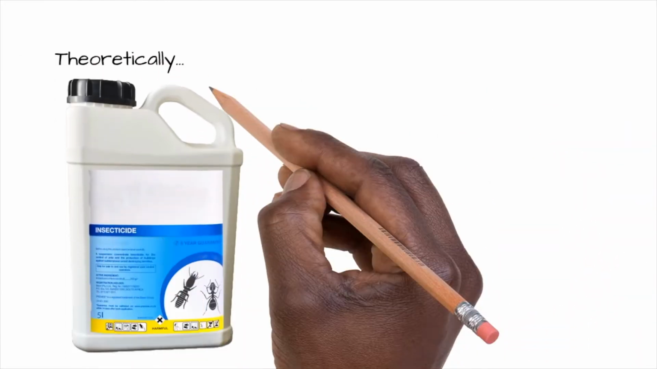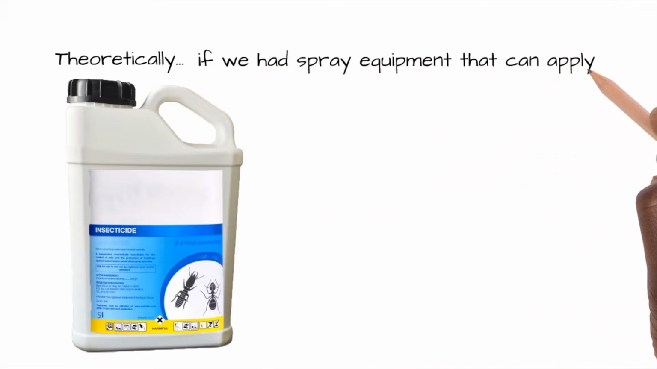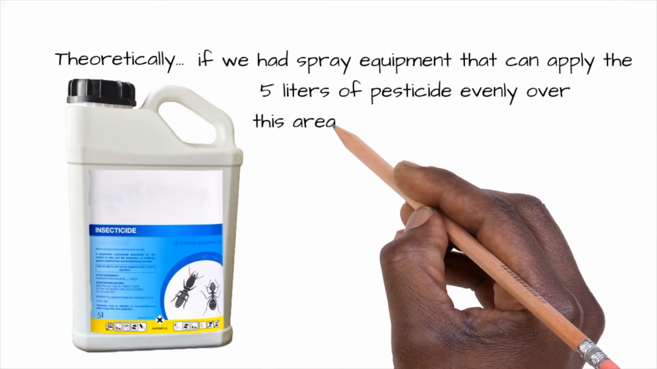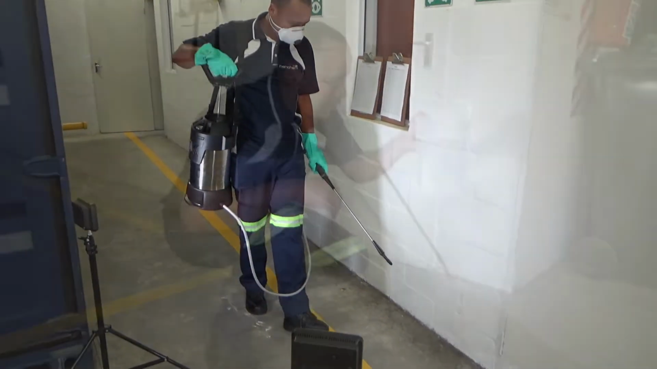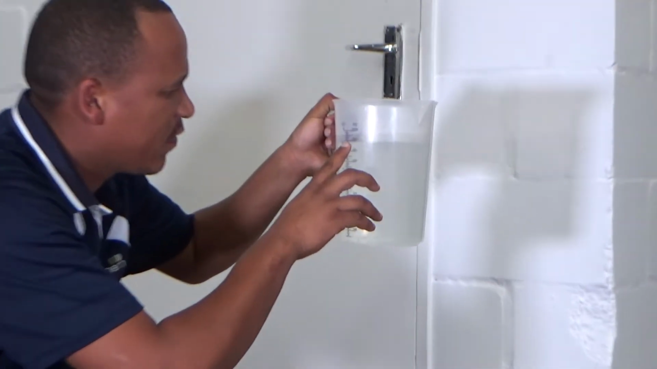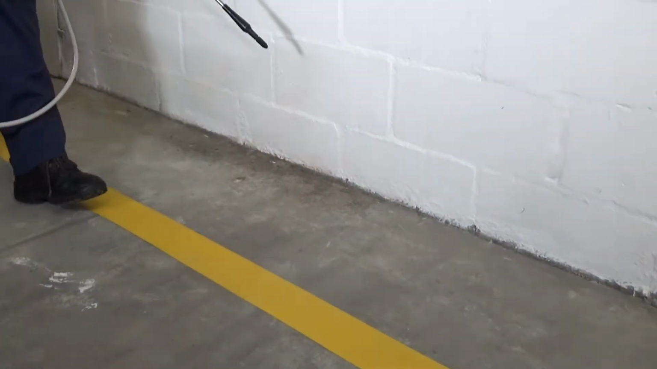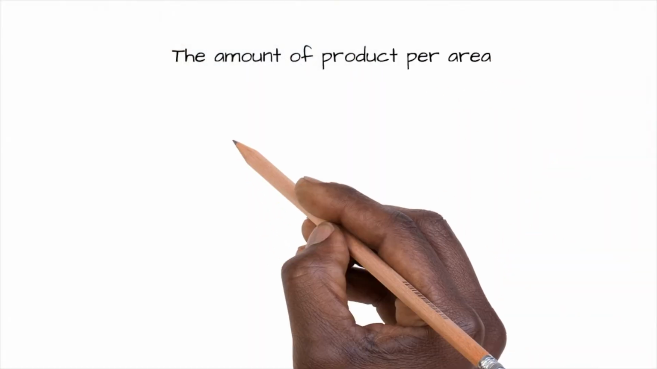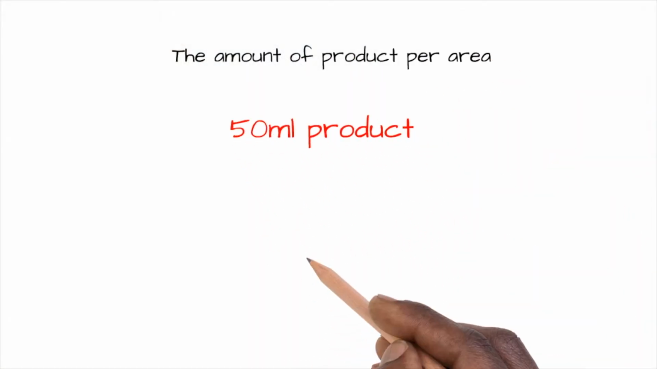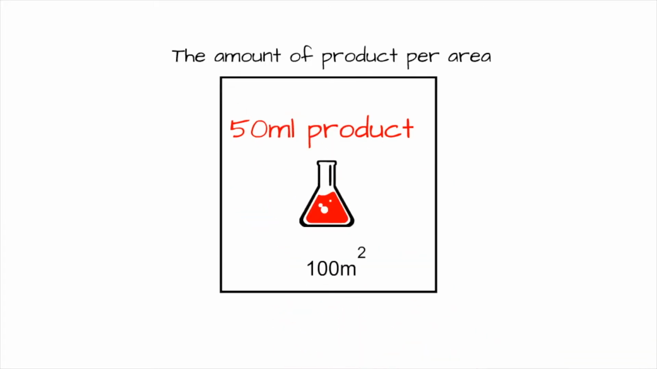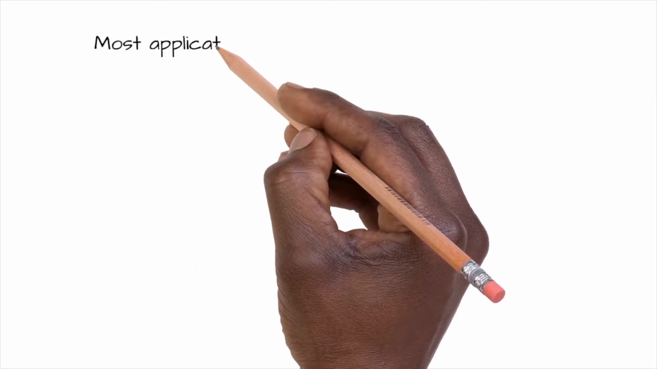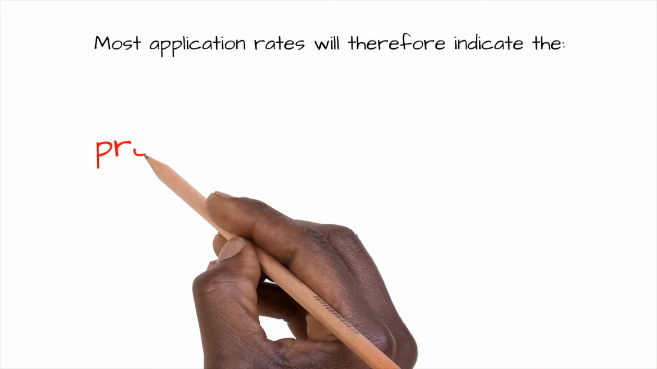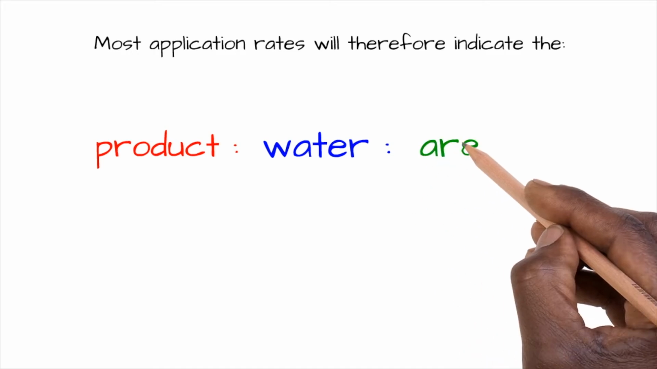Theoretically, if we had spray equipment that can apply 5 liters of pesticide evenly over this area, we wouldn't need water. But standard spray equipment cannot apply at these low rates. Therefore, products must be mixed with water in order to bulk it up and make it easier to apply. The amount of product per area, for example 50 milliliters of product per 100 square meters, is therefore the most important part and not the product-water mixture. Most application rates will therefore indicate the product, water and area ratio.